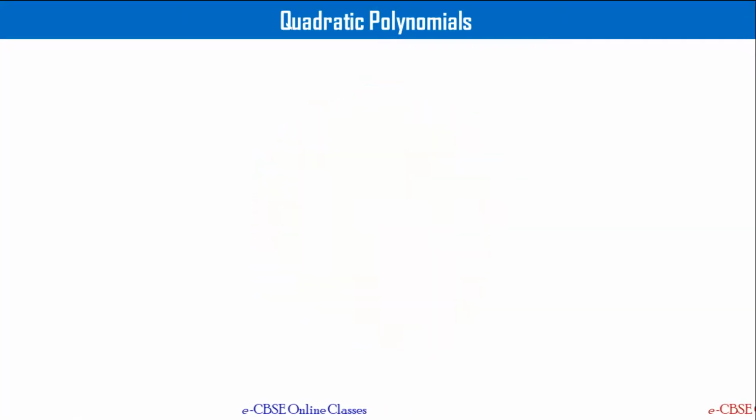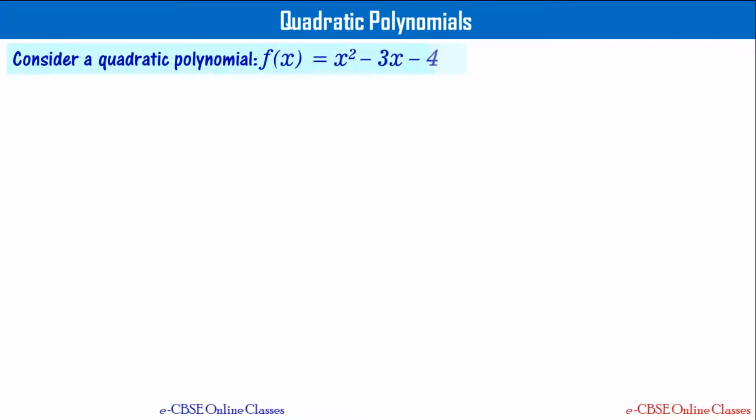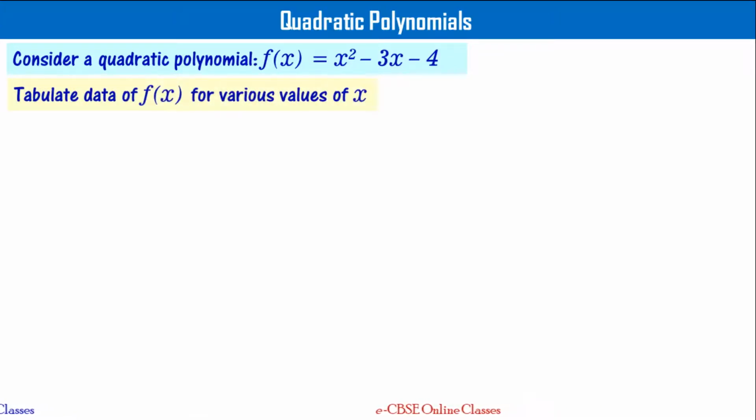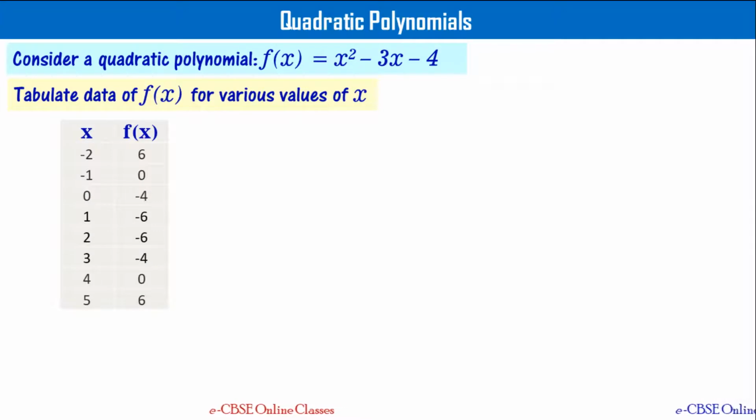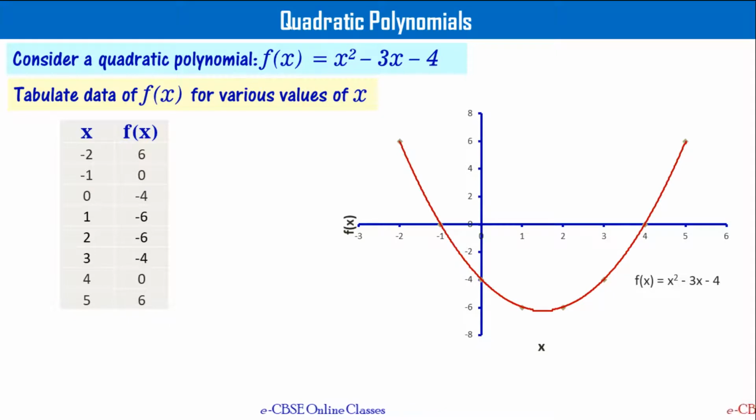Now let's consider quadratic polynomials. Consider a quadratic polynomial, that is f of x equal to x square minus 3x minus 4, and tabulate data of f of x for various values of x. I chose values of x ranging from minus 2 to 5 and calculated values of f of x for every value of x chosen, and then plot it. Once you plot, you get a graph like this.